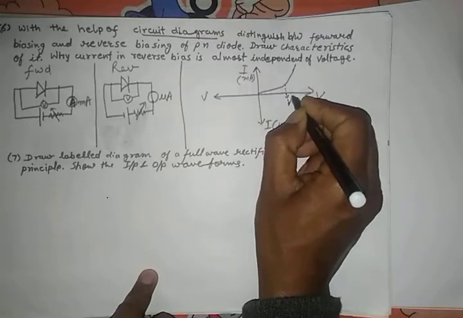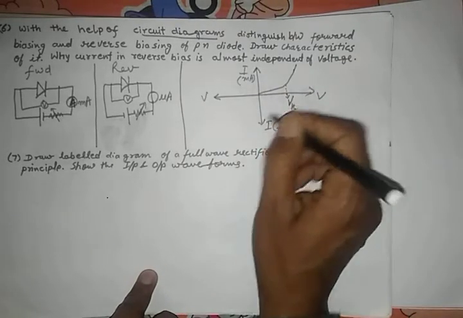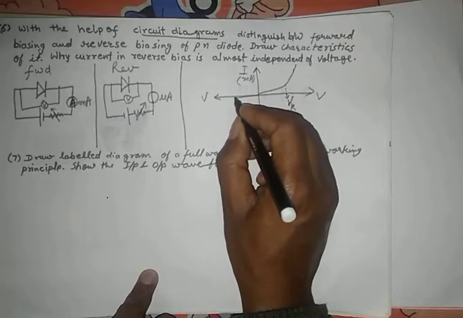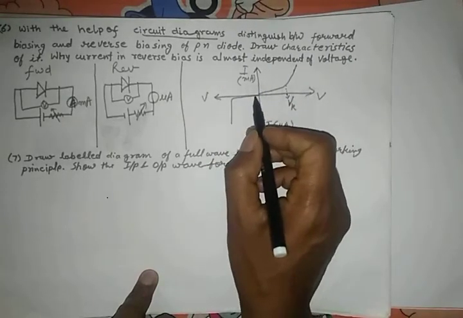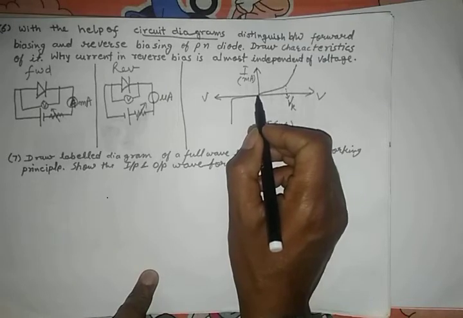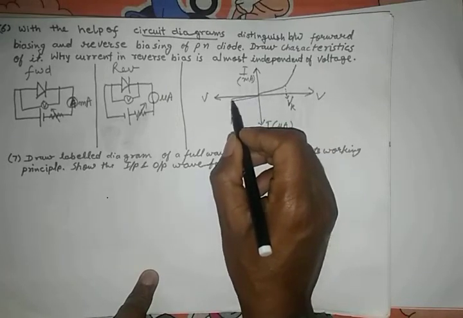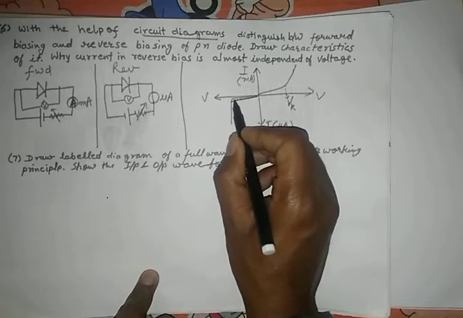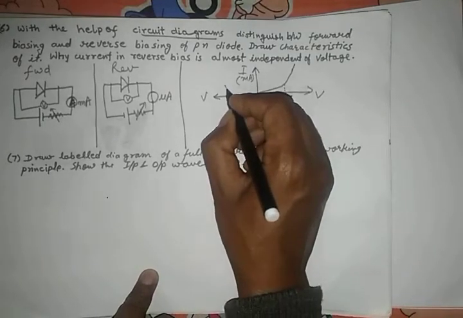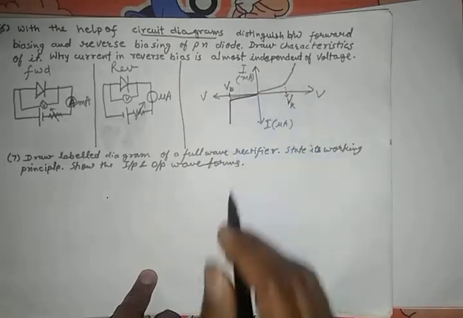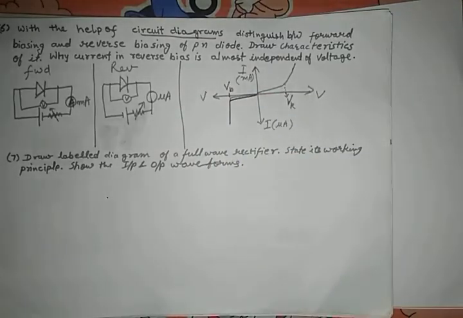This is VK, that is the knee voltage, and here, not exactly like this, give a slight reading here like this, and then it will drop. So this is VB, the breakdown voltage, also called the avalanche breakdown voltage.